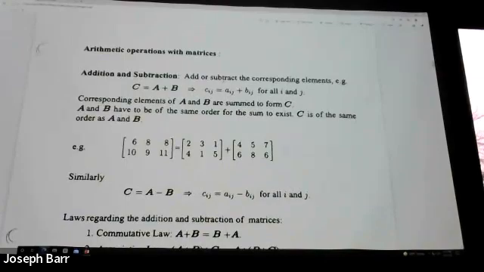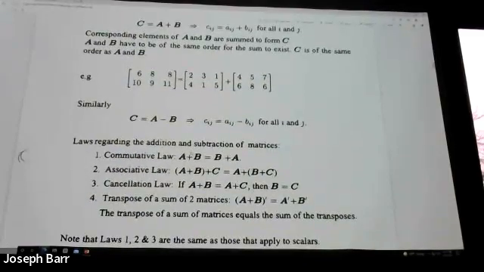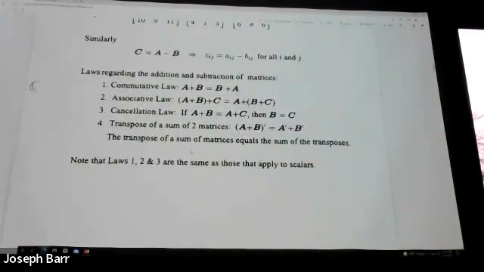So addition and subtraction is quite easy, just element-wise operation. Okay, so do the element-wise calculation, add, okay, and the minus. And we have a lot of laws. One is called the commutative law. Okay, so you can change the order. A plus B is B plus A because it's element-wise operation.